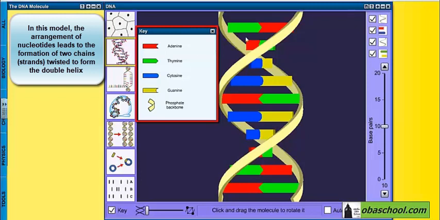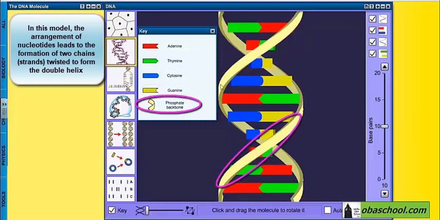We have the red shape here. It represents adenine. Green represents thymine. Notice that T and A are bound to each other. Blue represents cytosine and yellow represents guanine. Notice that C and G are bound to each other. And this is the phosphate backbone that is found in every polynucleotide strand.